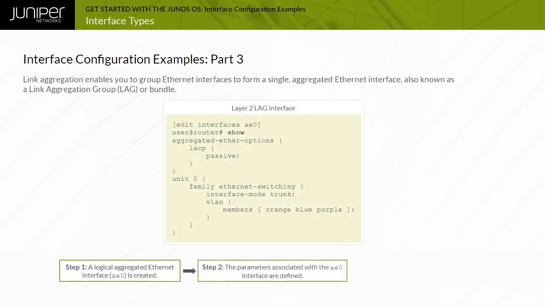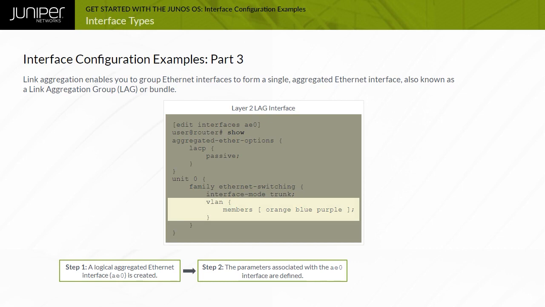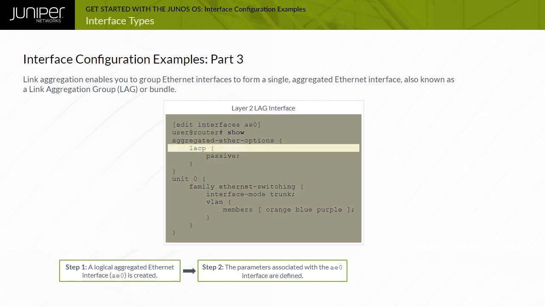The next step is to define the parameters associated with the AE0 interface. The AE0 interface configuration includes at least one logical unit along with the desired logical interface properties. The example shows the AE0 interface configured as an Ethernet switch Layer 2 with 3 VLANs. The example also includes the Link Aggregation Control Protocol, or LACP, under the Aggregated Other Options hierarchy level.